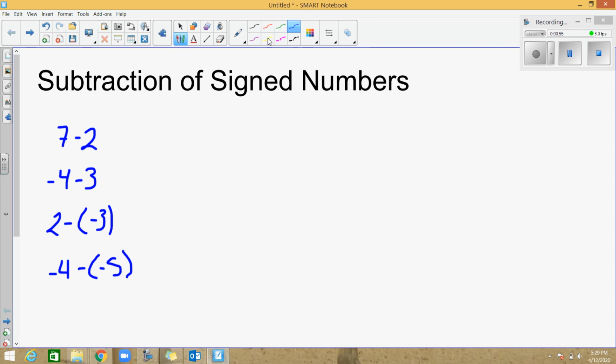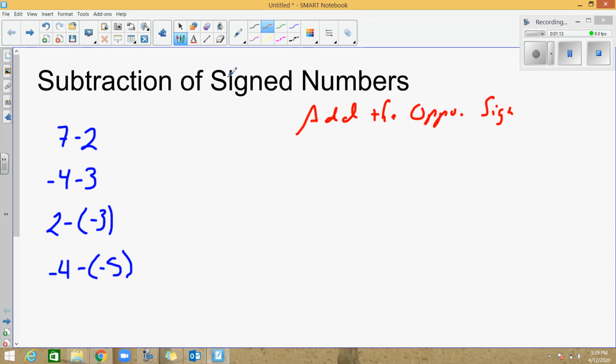All right, so we have a couple things going on here. And what we need to really remember is our rules. Whenever we see subtraction, our rules say to add the opposite sign. Add the opposite sign.